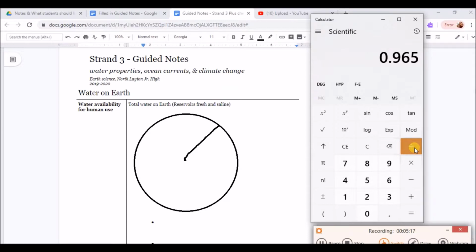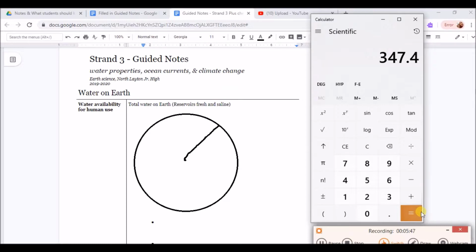So that's my percent, and I'm going to multiply that by how many degrees there are in a circle. So every percent, you're just going to times it by 360, and it will tell you how many degrees your percent represents. So right here, 96.5% represents 347.4 degrees. Now, if we were being uber precise, we'd keep that 0.4, but we're going to just estimate.